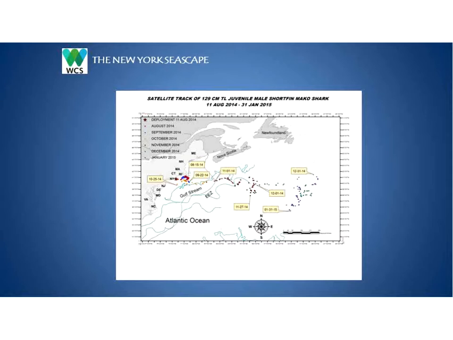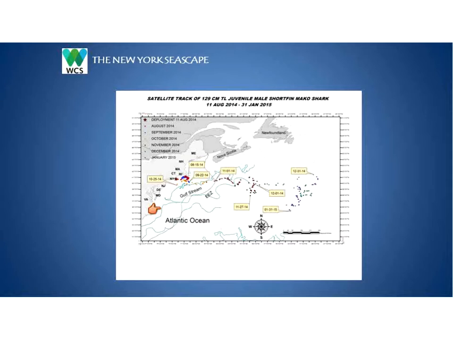We had an animal that moved from Long Island and went all the way down the coast and spent the winter off of North Carolina. Then in February it started doing this massive route around the Atlantic right off of North Carolina, and ended up back there, and then our battery died and we lost track of the animal.